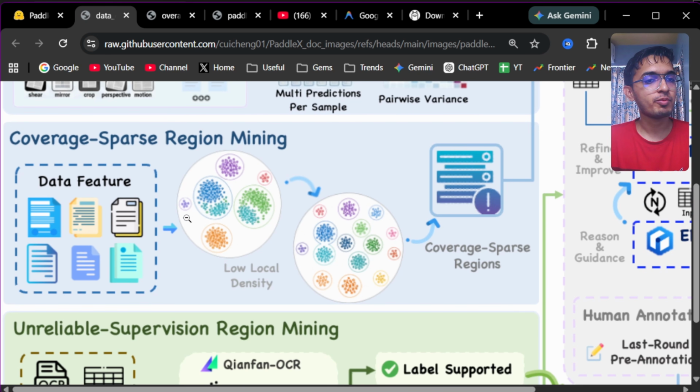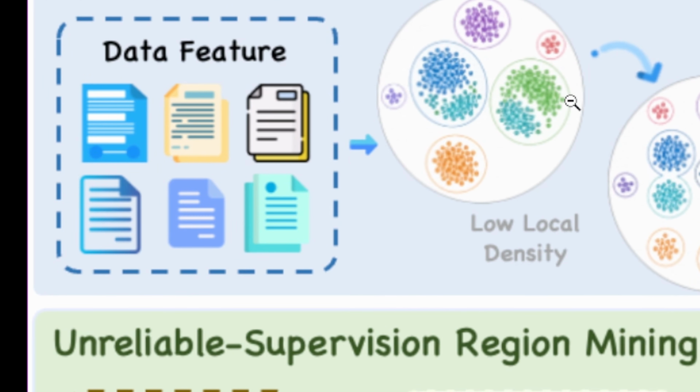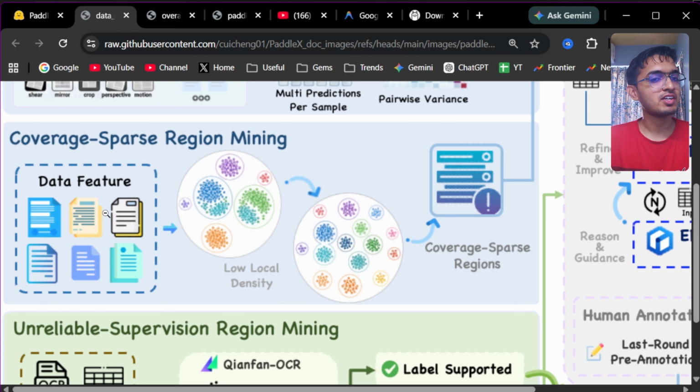Then to handle the unique formatting of different documents, it incorporates coverage sparse region mining, which actively searches for the rare data layouts that are found in the standard open datasets.